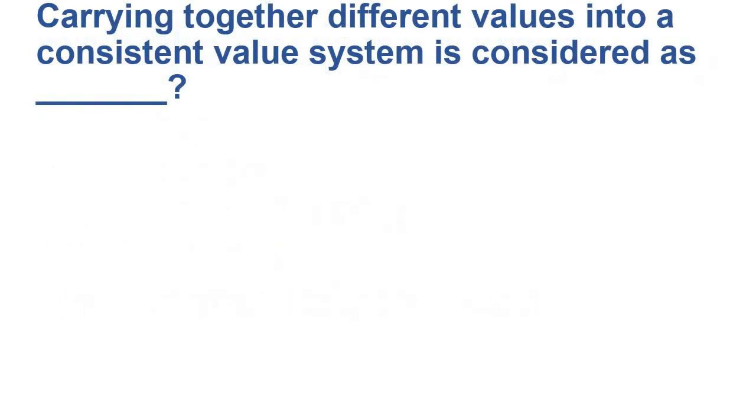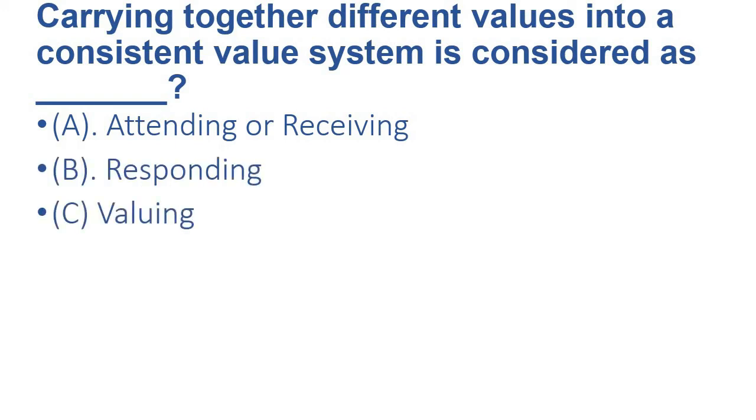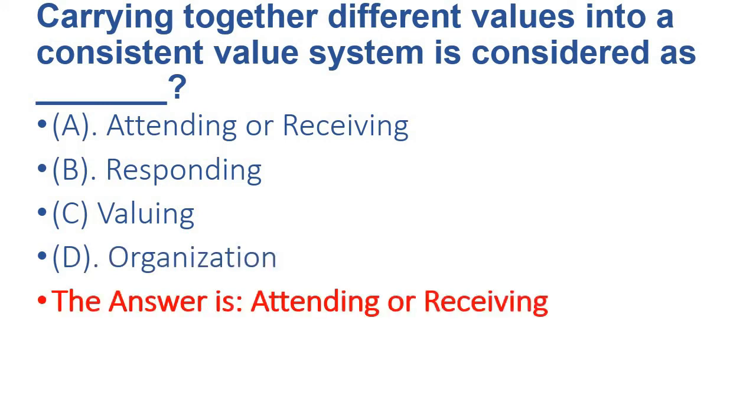Carrying together different values into a consistent value system is considered as A. Attending or receiving. B. Responding. C. Valuing. D. Organization. The answer is attending or receiving.